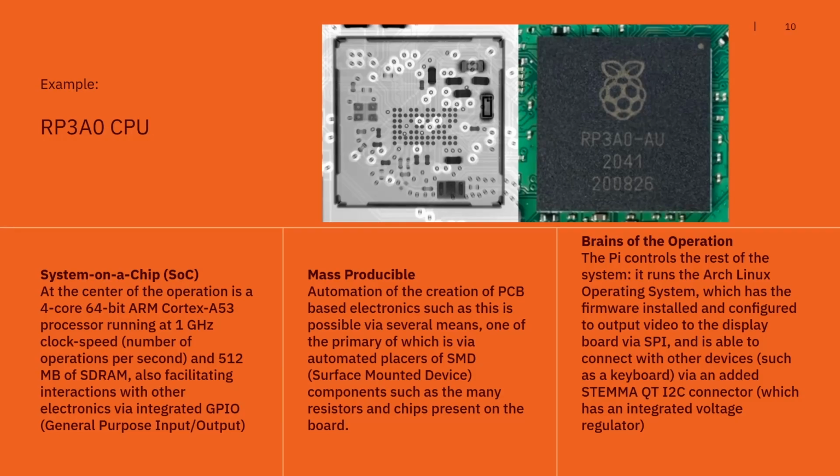For example, the IC that's at the center of the Portable Terminal project consists of what's commonly known as a system on a chip, or SoC for short. In this case, that system on a chip is composed of a quad-core 64-bit ARM Cortex-A53 processor running at a clock speed of 1 gigahertz, which means that it can run approximately 1 billion operations per second. This CPU is joined by 512 megabytes of SDRAM, as well as a bunch of connections and managing circuitry to facilitate the control of the GPIO pins used to communicate with other devices.